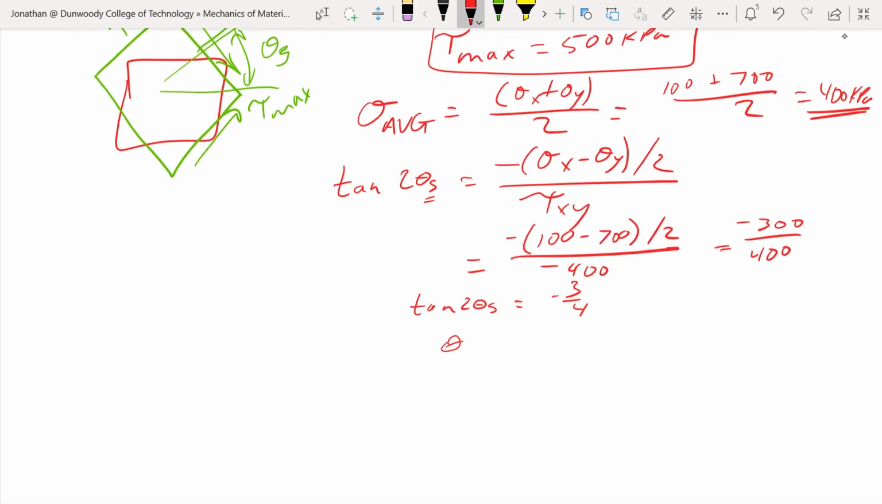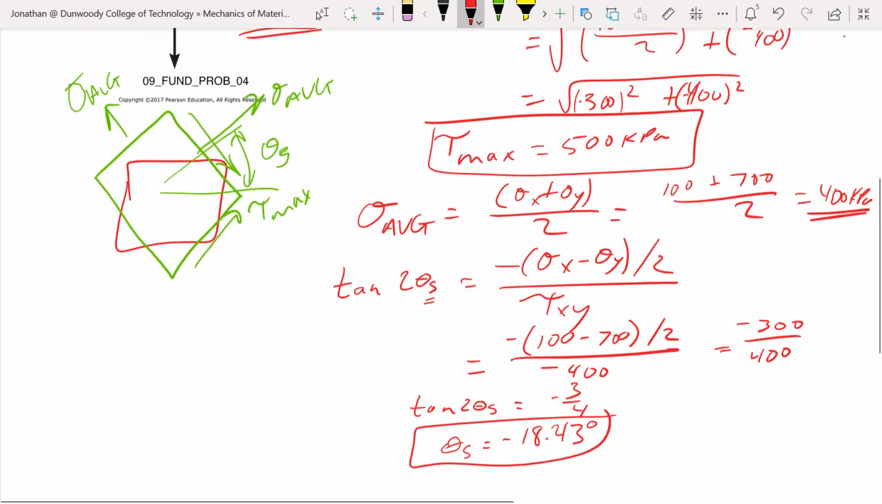Solve that, theta s is negative 18.43 degrees. So we'd actually be rotating the other direction, or plus 90 from this would get us that orientation where we have the max in-plane shear and our average stress acting on our element.